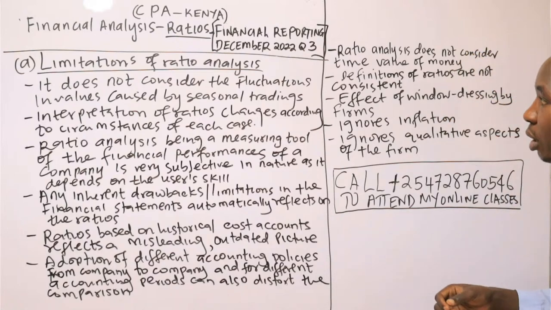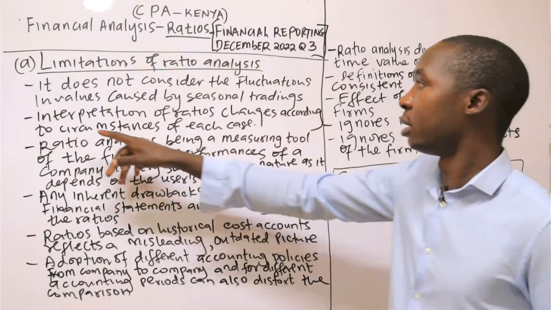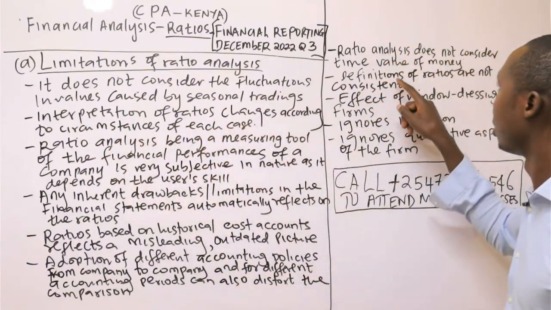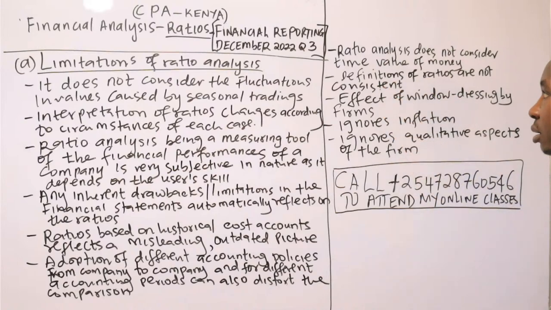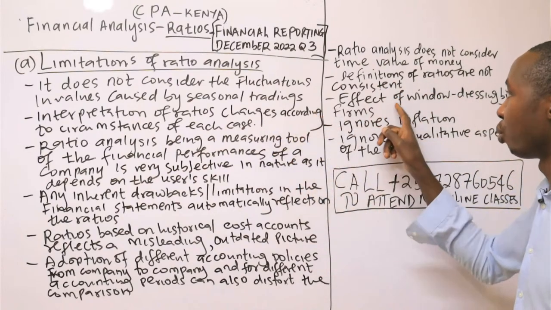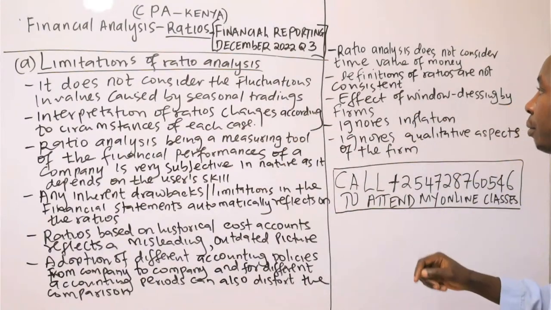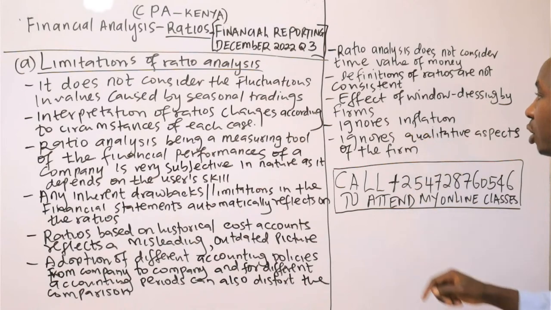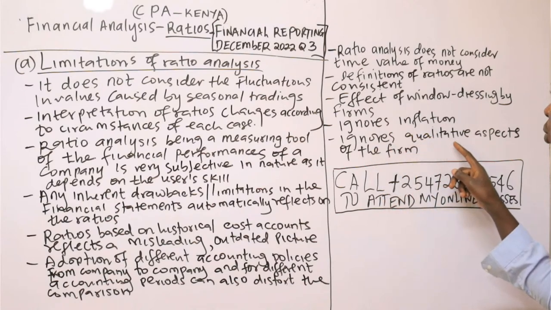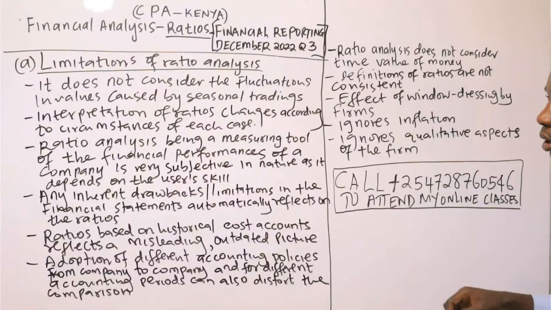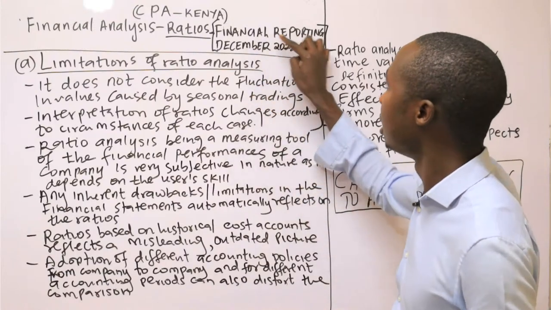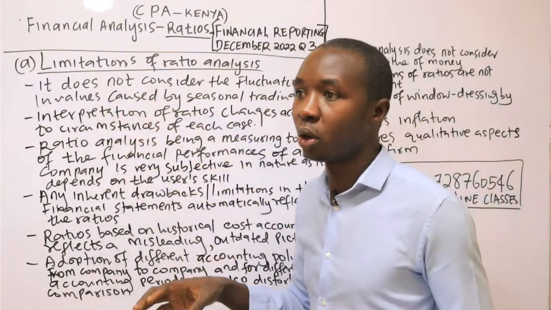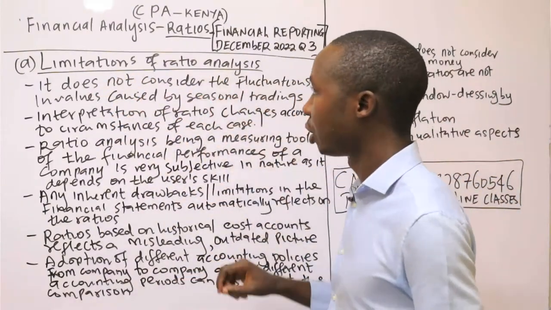I had already talked about that on number two, interpretation of ratios changes according to circumstances of each case. So the definitions of ratios are not consistent. You can see how you can come up with two points and you will get marks. Ratios ignore inflation, and they ignore qualitative aspects of the firm. So that is the first part of the question, December 2022, question three, where they asked us to talk about the limitations of ratios.